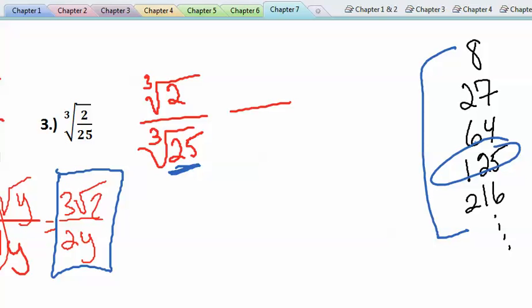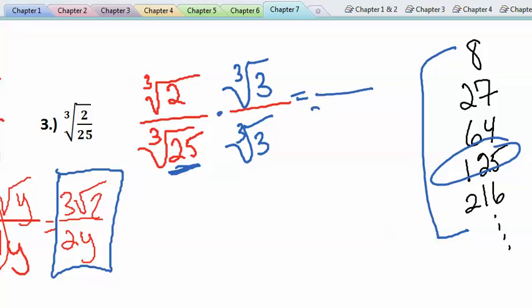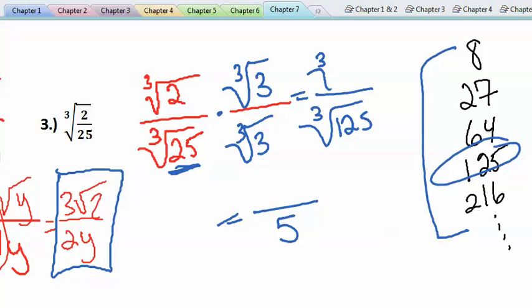And it goes in 3 times. So I'm going to multiply by the cube root of 3. What that does is it makes the denominator 125, and the cube root of 125 is 5. Now the top we can multiply because it's the same index, cube root of 6, and that doesn't simplify, so we can leave that the way it is.